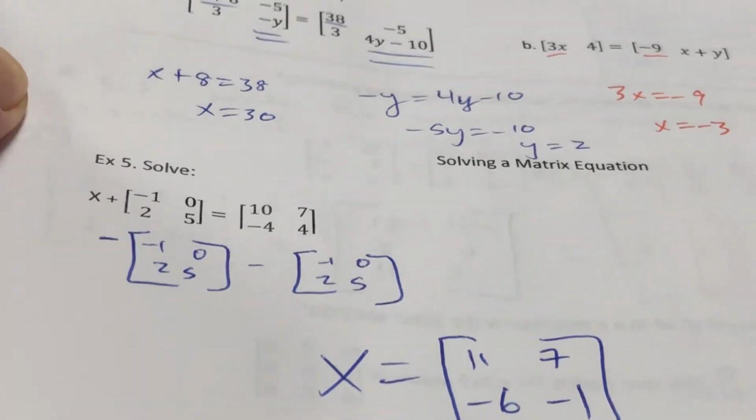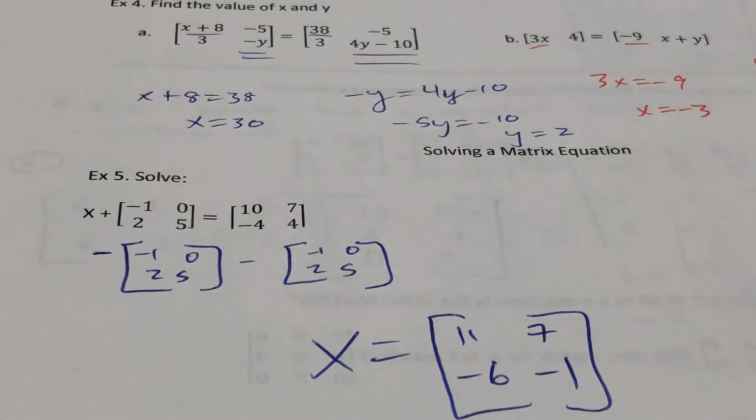Now here on 5, again, this whole page, I'm not going to talk about because it's in the video here, and it's not too bad. You got matrix x plus that 2 by 2 is equal to the other 2 by 2. So I need to subtract that matrix, which is -1, 0, 2, 5 from the other side. And then I get matrix x is 11, 7, -6, -1.